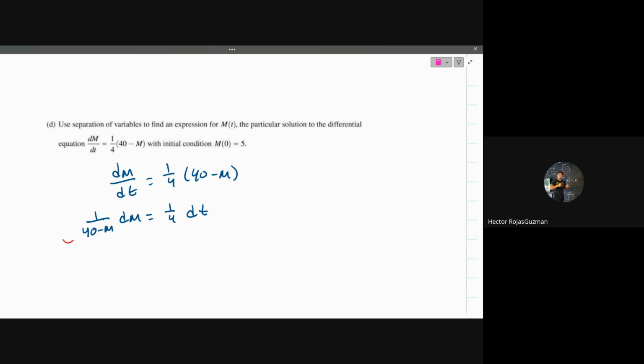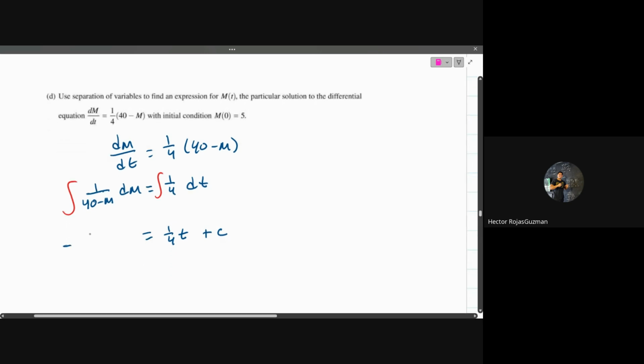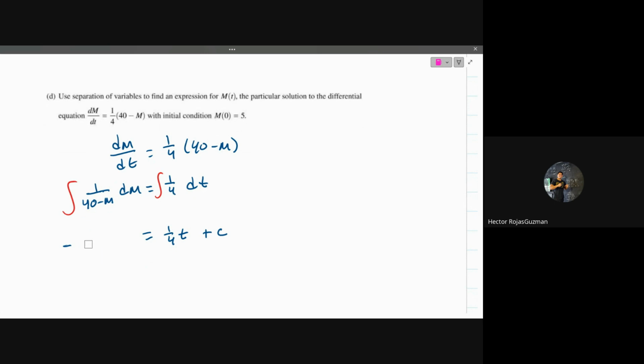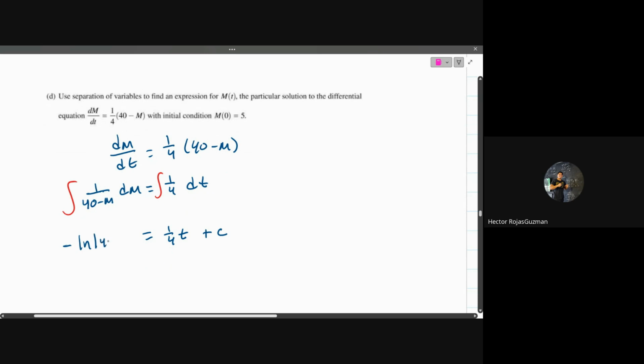Your next step is going to be to find the antiderivative. The antiderivative for 1/4 with respect to t is 1/4 t plus c. The antiderivative for 1 over 40 minus m is negative ln of the absolute value of 40 minus m. Just like that. Every time you get a natural log as the antiderivative, you should basically put the absolute value.